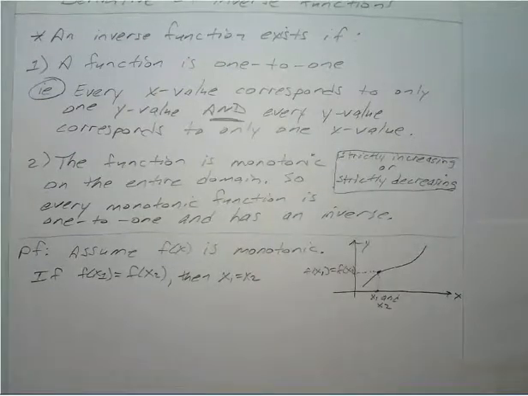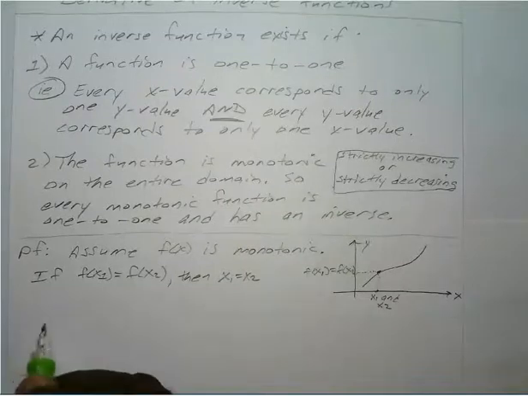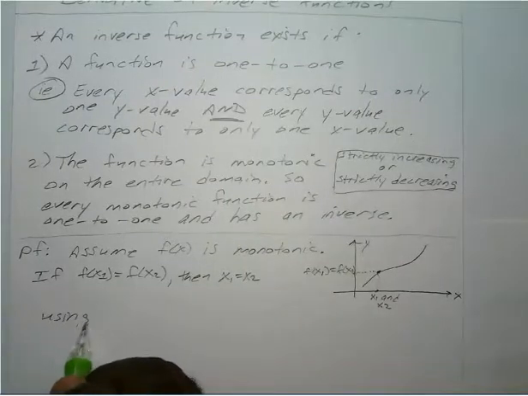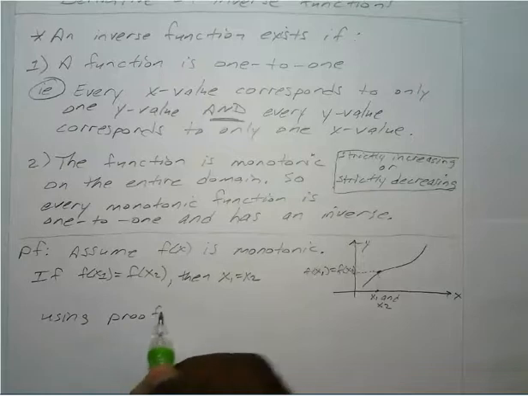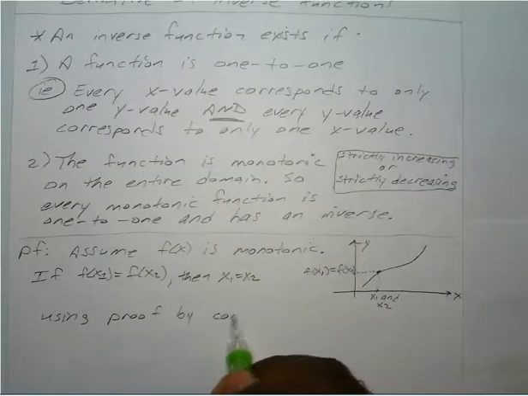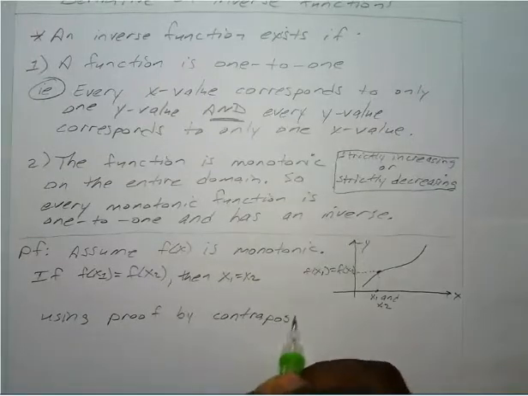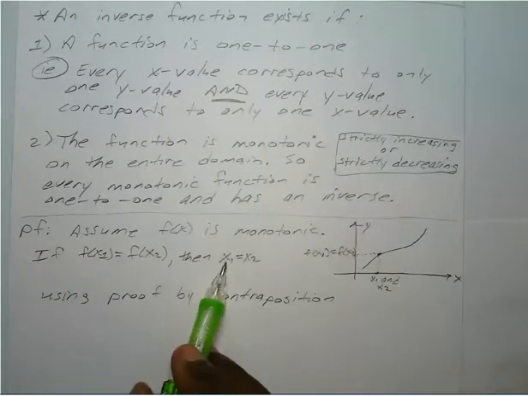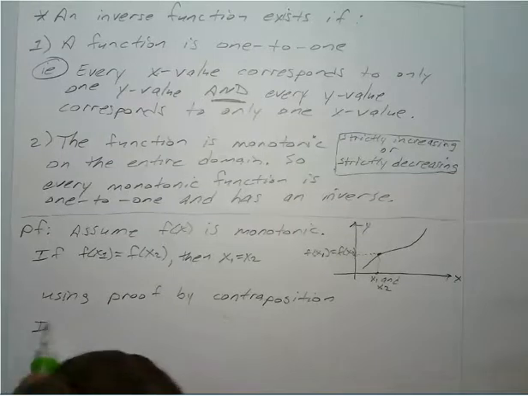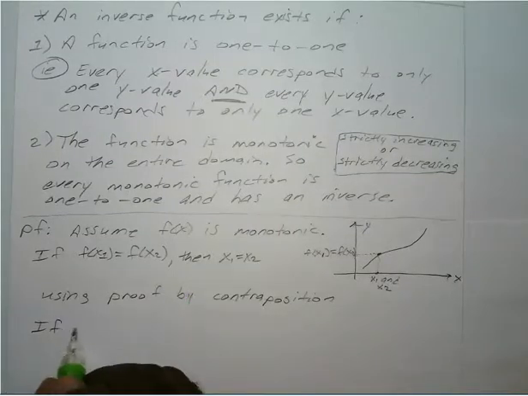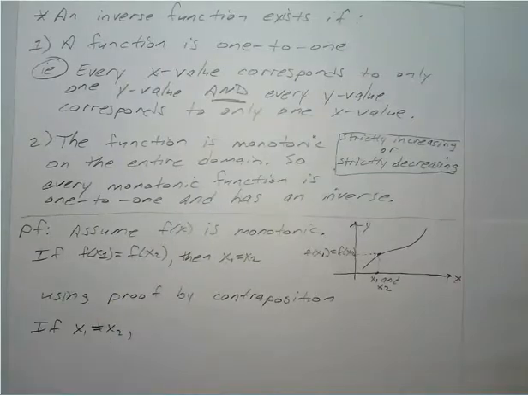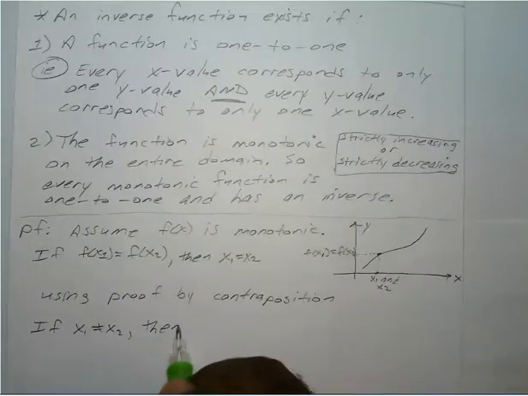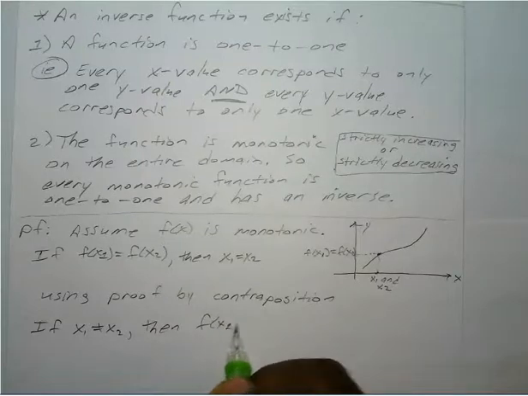Now what we're going to do is use proof by contraposition. If x1 doesn't equal x2, so if this is not true, then the first part is not true. Then f of x1 does not equal f of x2.